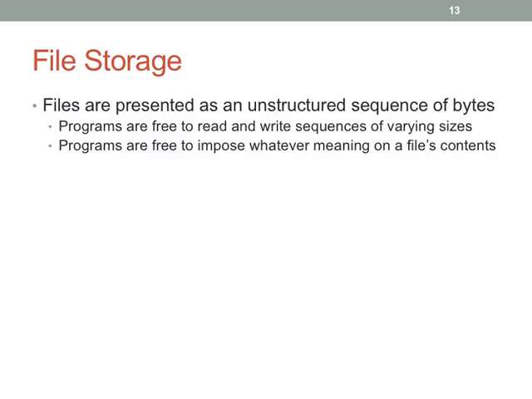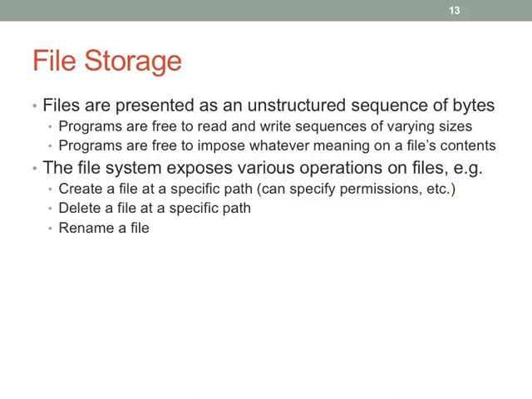So we say that files are presented with the abstraction that is just an unstructured but contiguous sequence of bytes. Programs are free to read and write whatever sequence sizes they want, and they're able to impose whatever meaning that they want. They could even seek out 1,000,000 bytes and then start writing. So you don't necessarily have to have that the reads and writes are contiguous. So the file system exposes various operations for programs to use.